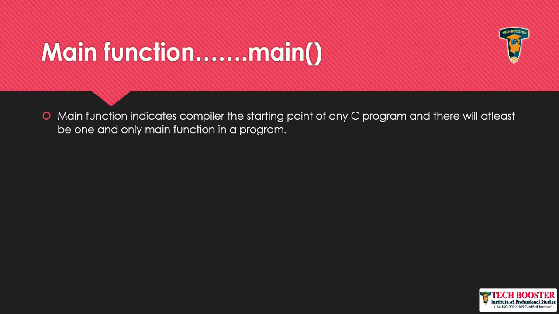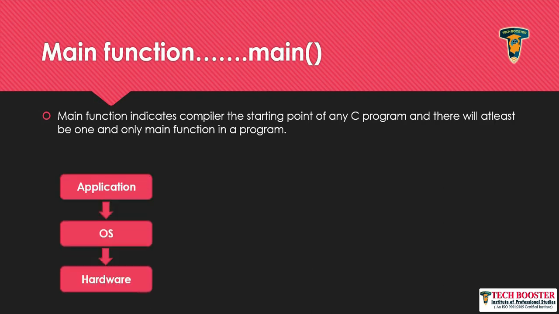So guys, in this video we'll learn about the main function. As discussed in our previous video, the main function indicates to our compiler or operating system the starting point of any C program, and in our program we need to have at least one main function. Also, we cannot have more than one main function in a program, because if we have more than one, our compiler will be confused about which main function to consider as our starting point.